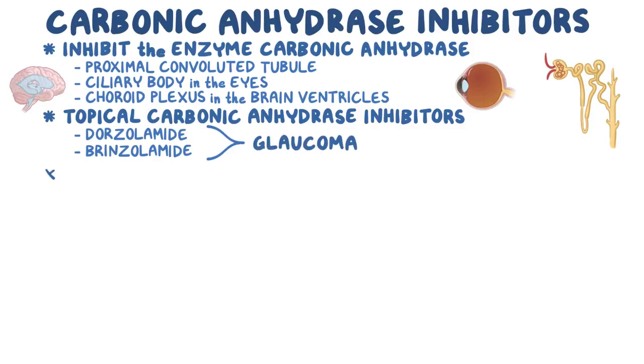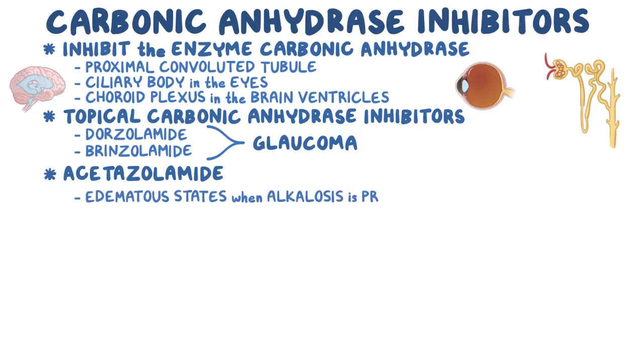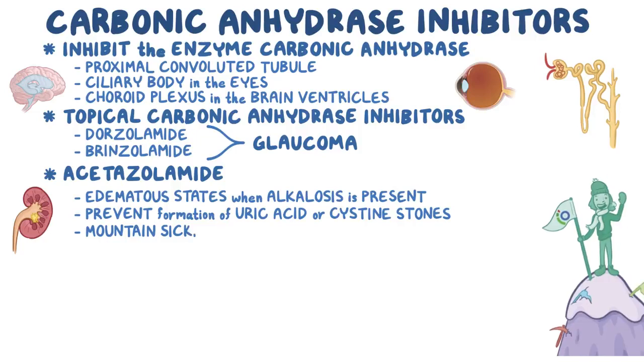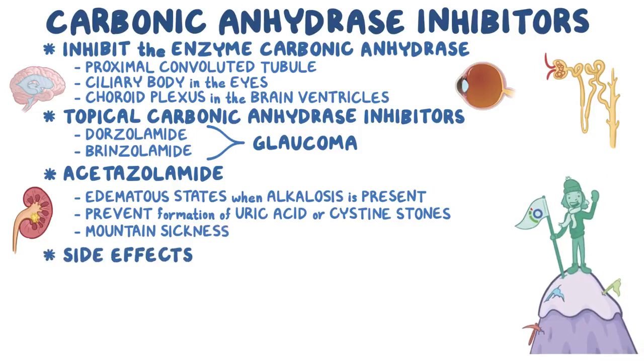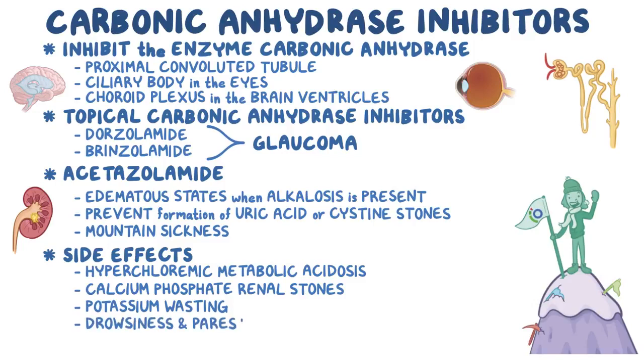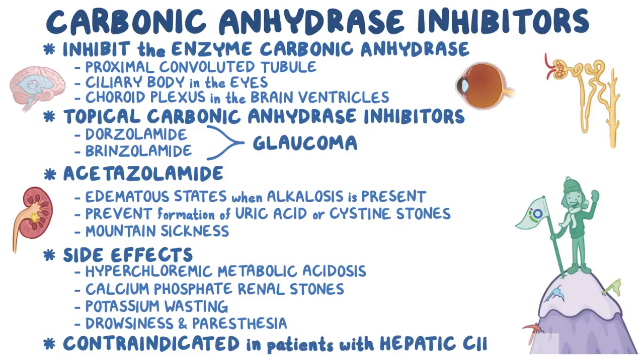Their systemic counterpart, acetazolamide, can be used to treat edematous states when alkalosis is also present. It could also alkalize the urine and prevent the formation of uric acid or cystine stones. Furthermore, acetazolamide is useful in the treatment of mountain sickness. Side effects of acetazolamide include hyperchloremic metabolic acidosis, calcium phosphate renal stones, renal potassium wasting, as well as drowsiness and paresthesia. And they're contraindicated in patients with hepatic cirrhosis.